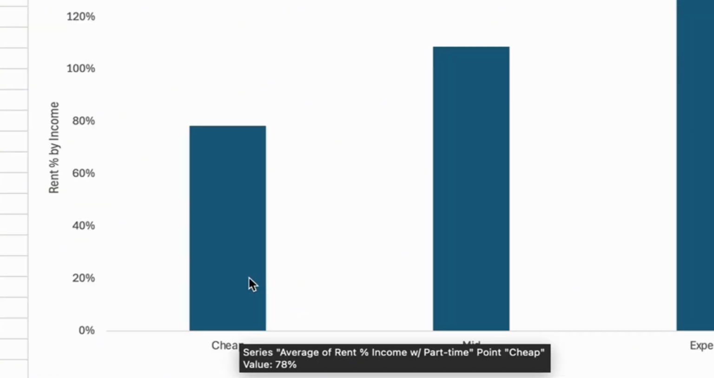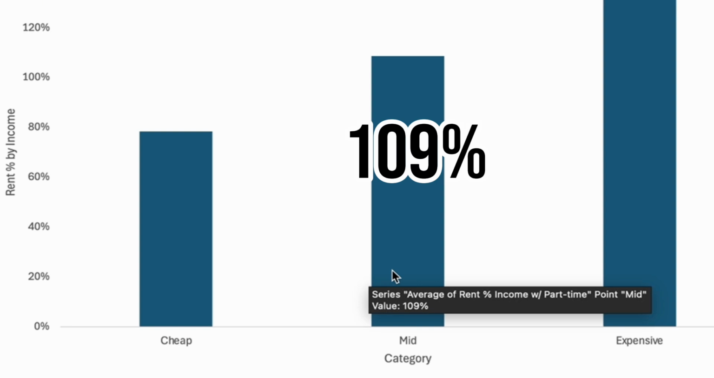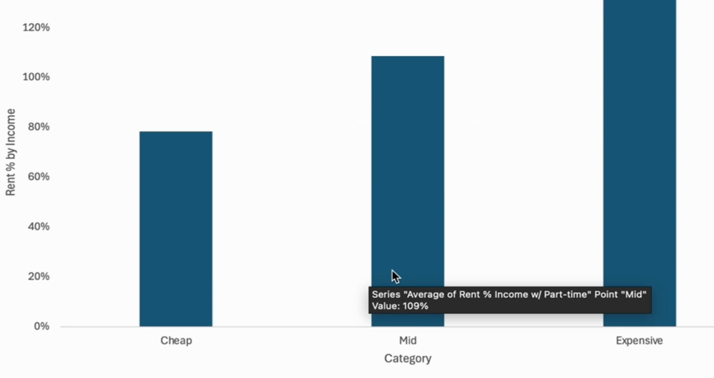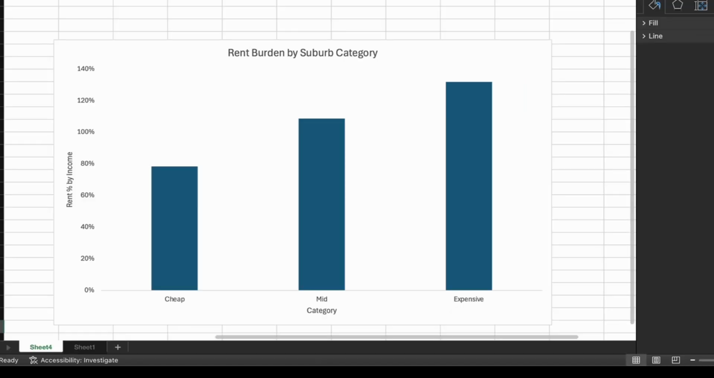Even in the cheapest suburbs, rent takes up around 78% of income without part time earnings. Mid range suburbs reach approximately 109%, meaning rent costs more than a student's entire weekly income. Expensive suburbs reach about 132%. Every single category is well above the 30% threshold. Not close to it, not slightly above it, more than double, triple, in some cases more than 5 times the benchmark. That's not just expensive, that's structurally unaffordable across the entire city.